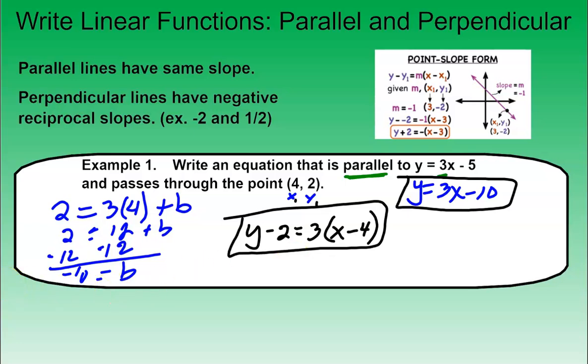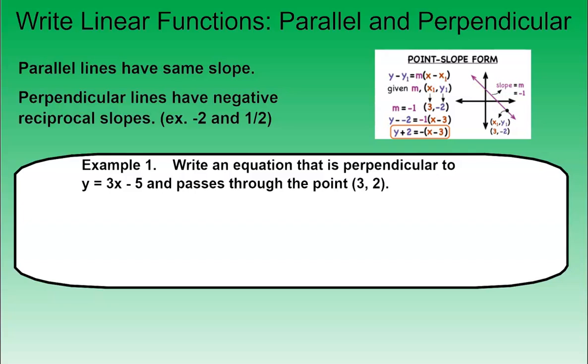Now what if they're asking us to make it perpendicular? For this one, we're going to take the same equation, but we're going to use a different point. We have the point (3, 2). Perpendicular means you have to take the negative reciprocal of the slope. Since the slope is 3, the negative reciprocal is going to be -1/3. So I'm going to put this in y equals mx plus b first. My y is 2 equals my slope of -1/3 times my x, which is 3, to find my b.